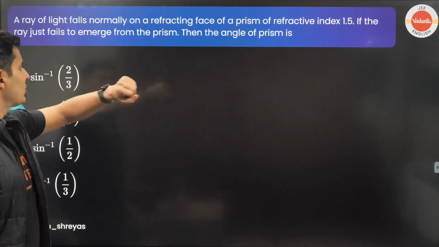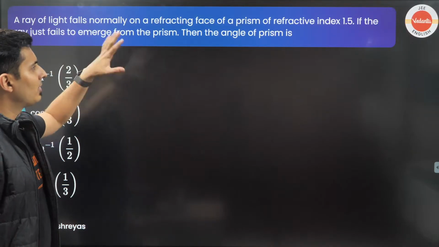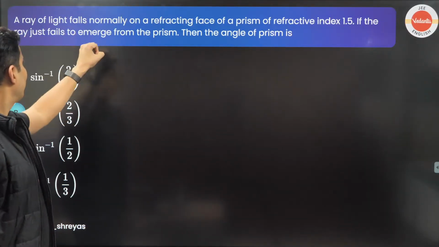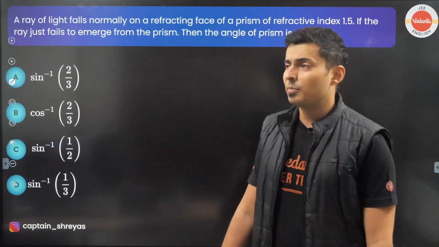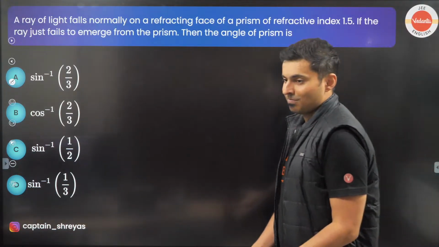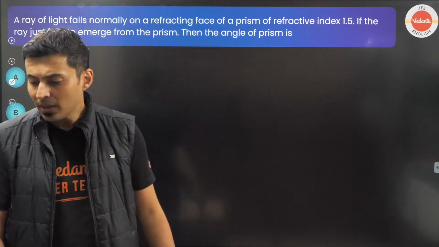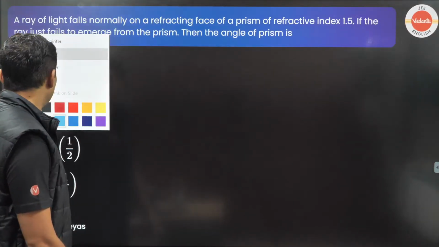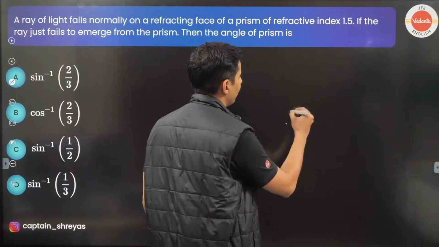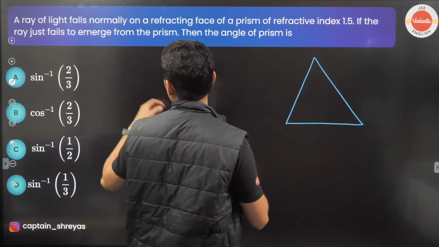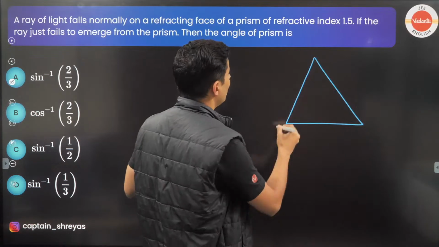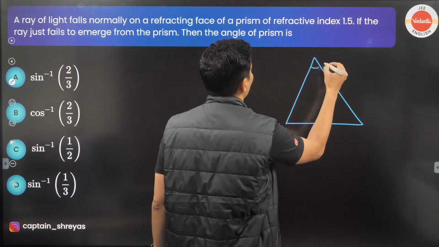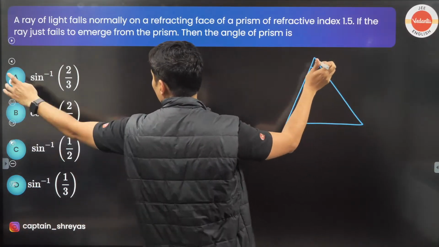A ray of light falls normally on a refracting surface of a prism of refractive index 1.5. If the ray of light just fails to emerge from the prism, then the angle of the prism is? Interesting. Let's draw this diagram first. I have the prism over here. The ray of light falls normally on the refracting face of the prism, and the angle of prism is not given.